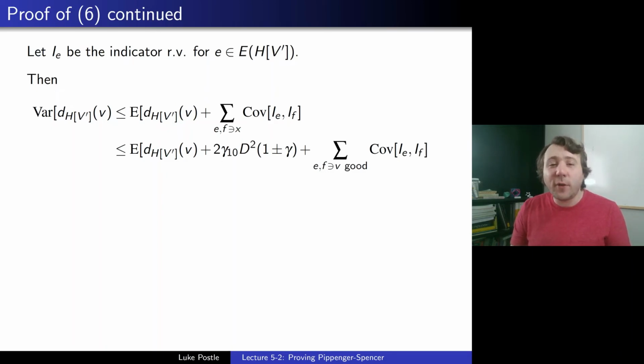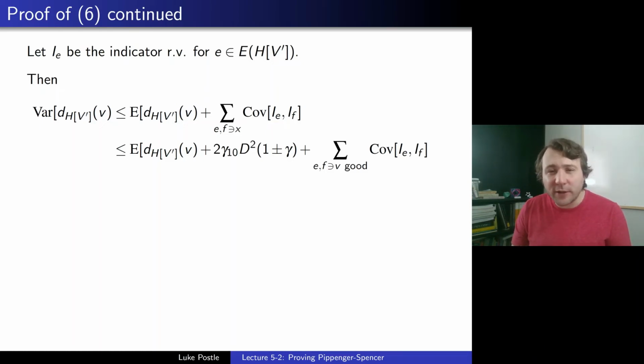And what are the covariances? Well, here it kind of depends on the edges. So there could be some bad edges. So let's ignore their covariance. That's the second term there. We can upper bound that by plus 2 gamma 10 d squared, 1 plus or minus gamma. Since there's gamma 10 d bad edges, and if you're a regular vertex, you have 1 plus or minus gamma d. And we might count it twice because, again, they're ordered pairs. So that's actually quite small. Again, that's only like gamma 10 d squared.